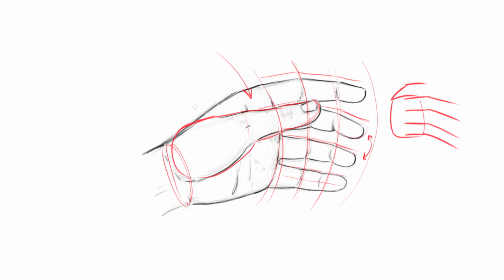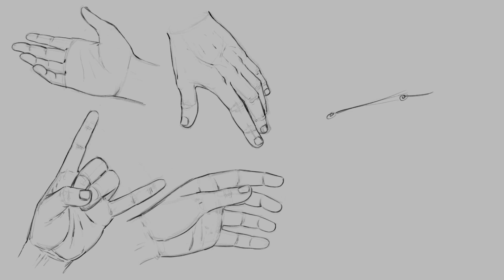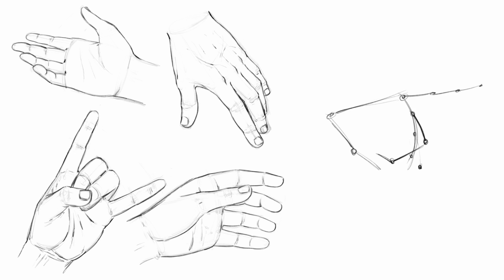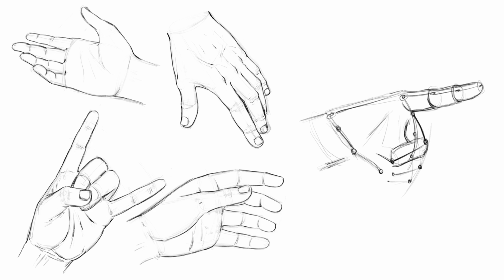Okay, so let's go ahead and move to that next pose. Alright, so now for this next hand pose, this is a really popular gesture and one that I think is very important to practice and get just right. This is a pointing pose, so it tells a lot of story. It's really great for comics and really any kind of visual story medium.